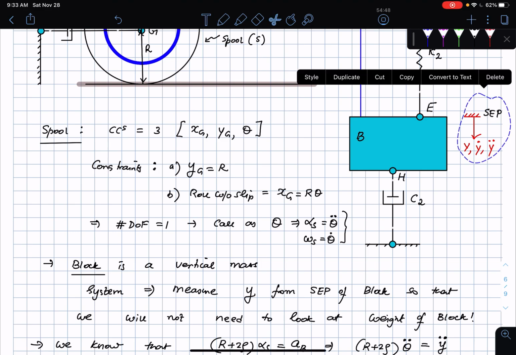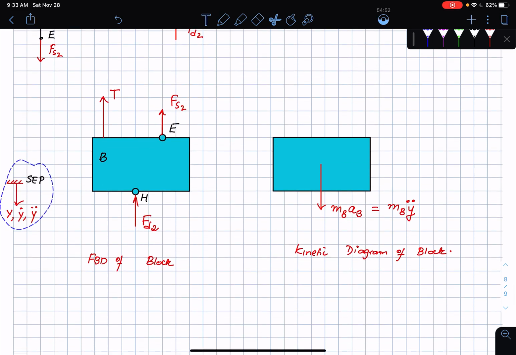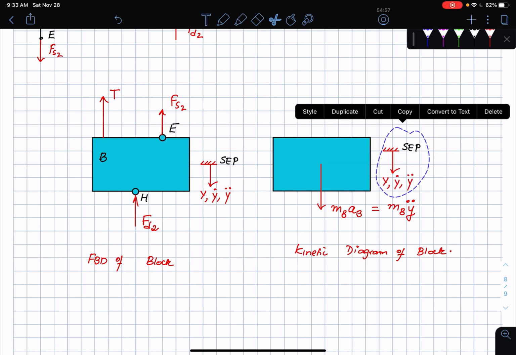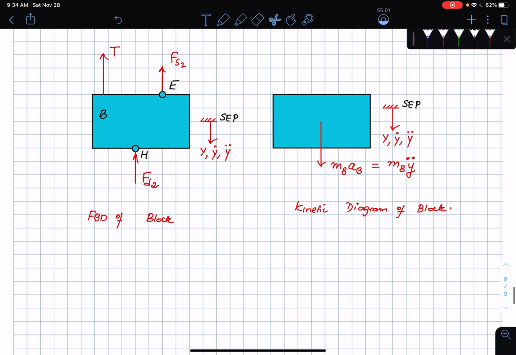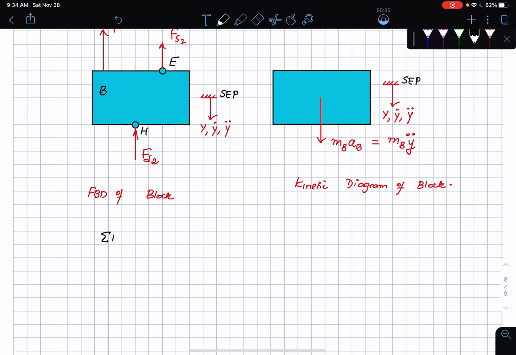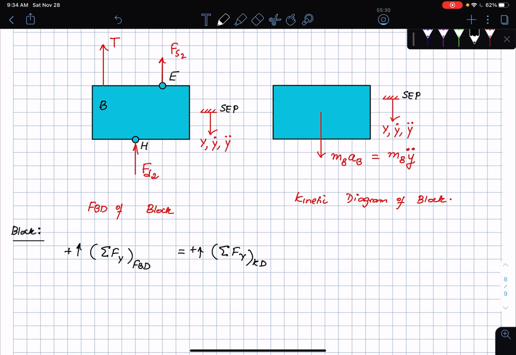So starting from SCP, copy that and bring it down here. The sign convention says that if I'm traveling this way, then things are taken to be positive. Okay, all right. So then I start off with the block. Sum of all the forces in the y direction for the block is equal to the sum of all the forces in the y direction on the kinetic diagram. Let's say that things pointing up are positive. What are all the forces? The tension T is pointing up, so tension T, then Fs2, and Fd2, and this is going to be equal to minus mb times y double dot.